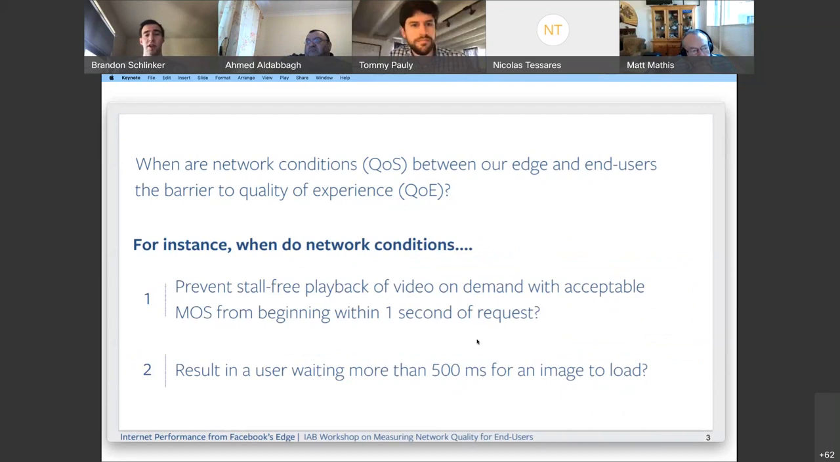So, two examples of QoE metrics. These are simplified versions of what we use in production. So for video, for instance, measuring QoE, I want to make sure that I can play the video stall-free. I want it to have acceptable MOS, which means that the quality is good enough that somebody's going to want to watch it. And I want it to begin within 1 second of the request being made by the client. Likewise, I want images to load within 500 milliseconds of a user requesting that image, meaning that the box where the image should appear is ready to render the image.